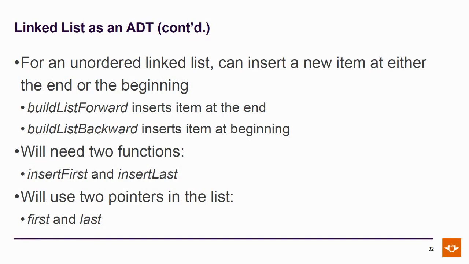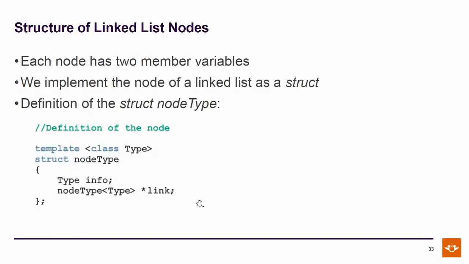We took a look at building the lists forward and backwards. It makes sense for an unordered linked list to have insert first and insert last. If you put them in the base linked list type, you'll have to redirect them, or you only add them in the unordered type so that they're not available in general for other linked lists. For efficiency's sake, point to the beginning and end of the linked list, the head and the tail, first and last. Makes a lot of sense.